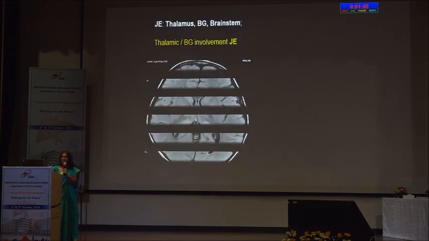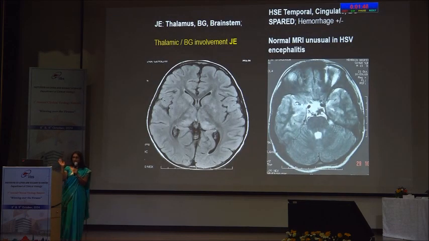So this slide differentiates Japanese encephalitis and herpes simplex encephalitis. Japanese encephalitis predominantly involves the thalamus, basal ganglia, as well as the brainstem, and it usually can present with LMN weakness, whereas with herpes simplex encephalitis, it is predominantly the temporal lobe as well as the cingulate lobe.